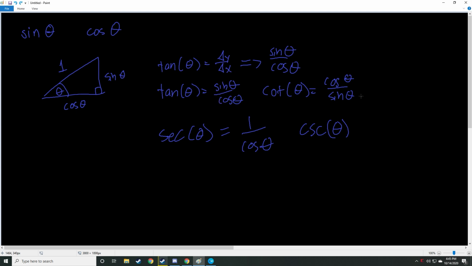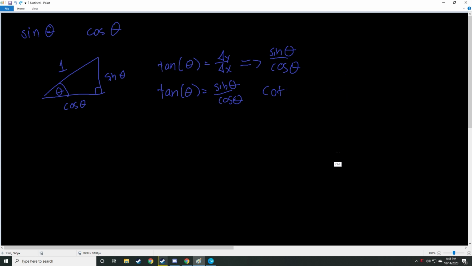Cotangent is just the inverse of that, and then secant and cosecant you just kind of got to memorize. I'm sure there's a way to work those out too. I just find it easier to just memorize those. So in summary, what do we have so far?